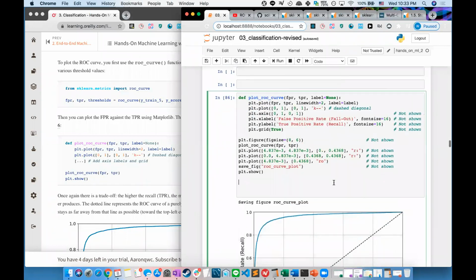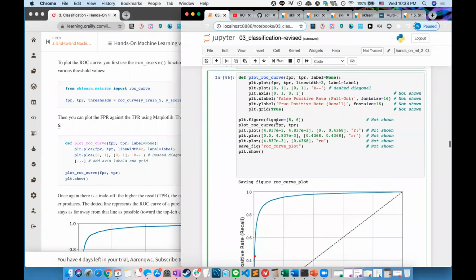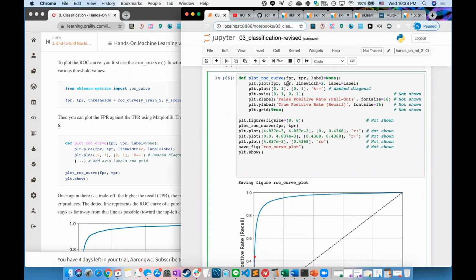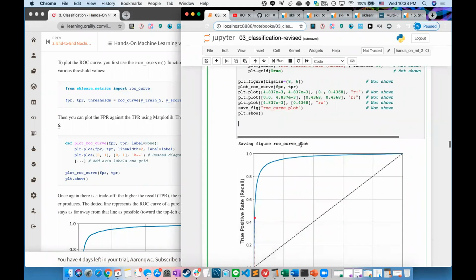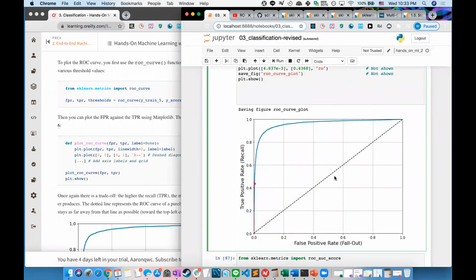Cool. And with the ROC curve, you're just plotting FPR and TPR, the false positive rate and true positive rate. This is basically writing a function to plot this, and I think this is pretty straightforward in terms of just plotting.